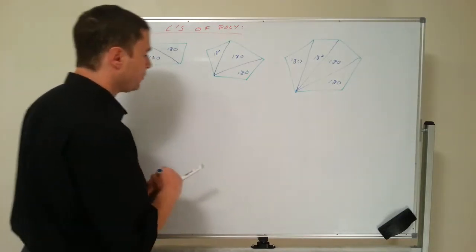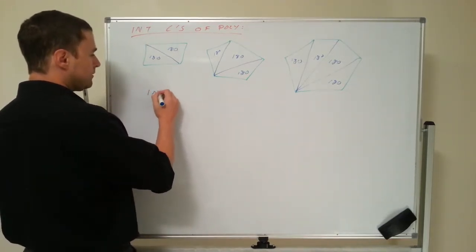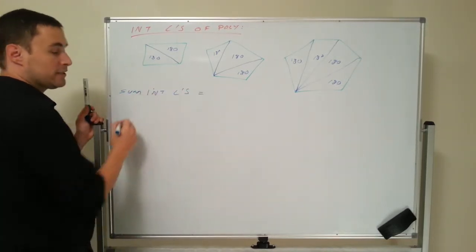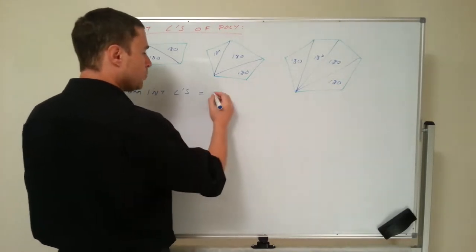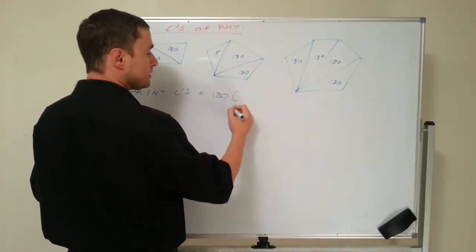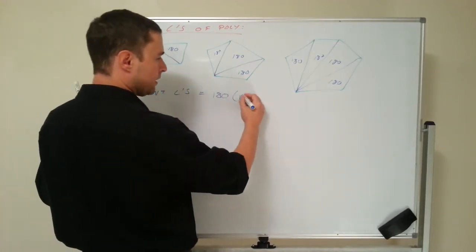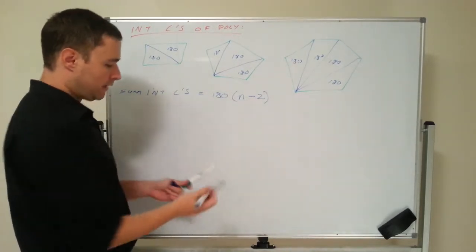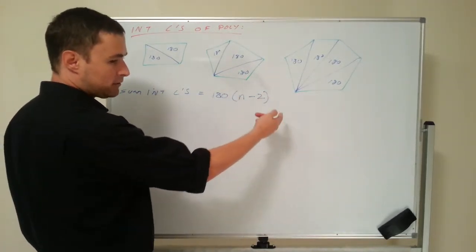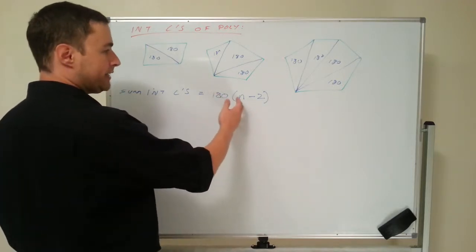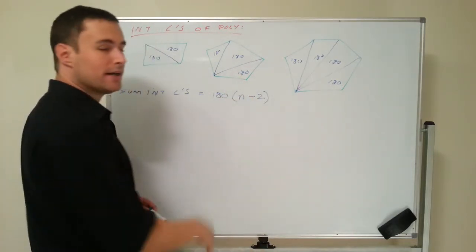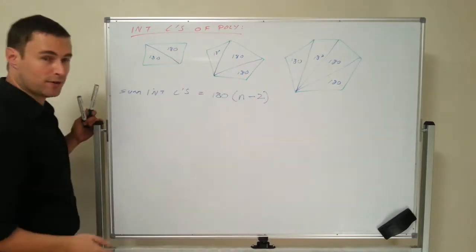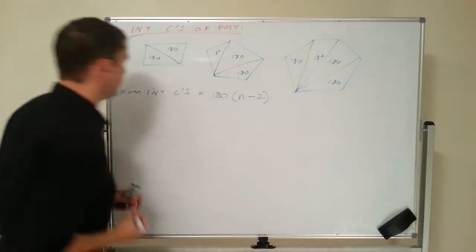So this is where we get our formula from. The sum of the interior angles, all of them together, is 180, because they're each 180, times the number of triangles. The number of triangles is the number of sides minus 2. Okay? So 180 times (n minus 2). So if I had a pentagon, it would be 180 times (5 minus 2), 180 times 3. A hexagon, 180 times (6 minus 2), 180 times 4, etc. Any polygon, any closed shape with straight sides. Alright, so that's the internal angles.